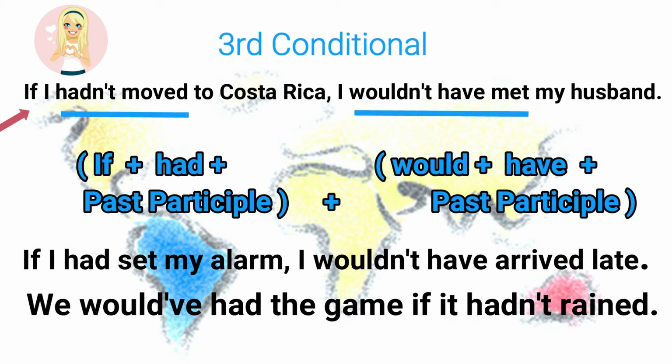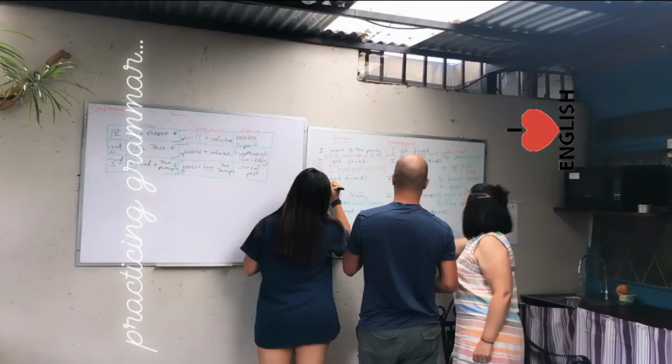Okay, to quickly review third conditional, let's remember that we're talking about the opposite of what really happened in the past. So this is the unreal past. Okay, to construct the third conditional, I will have if plus had plus a past participle in my action clause, and my consequence clause will have would plus have plus another past participle.